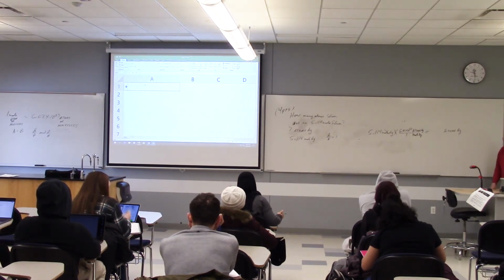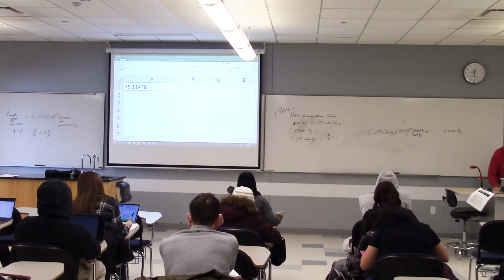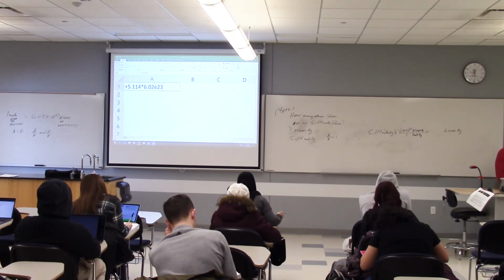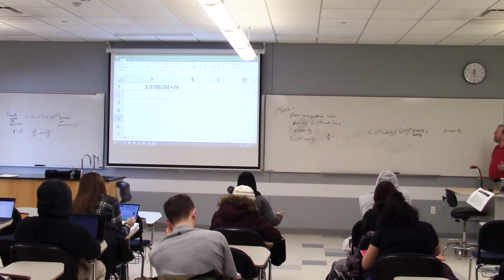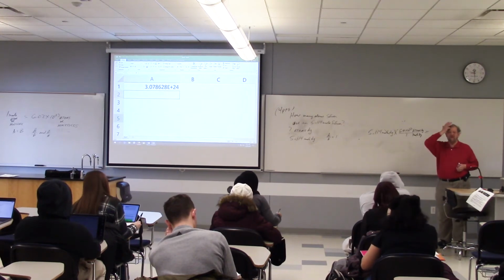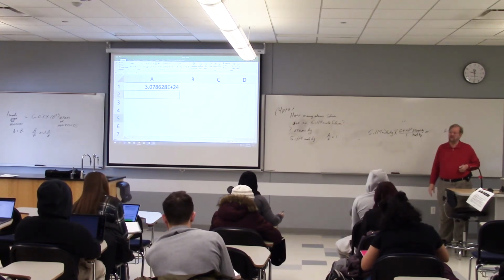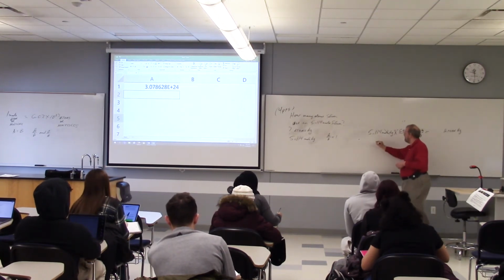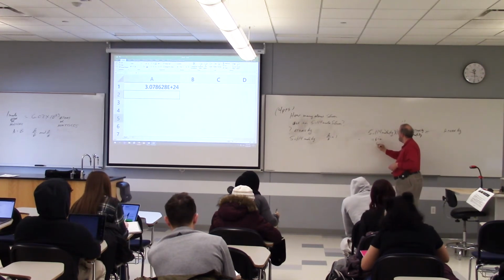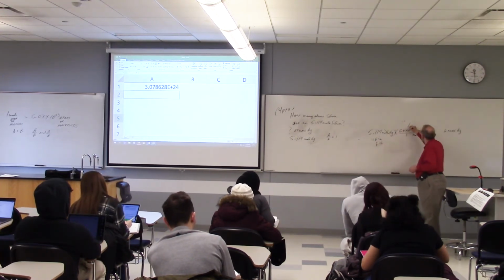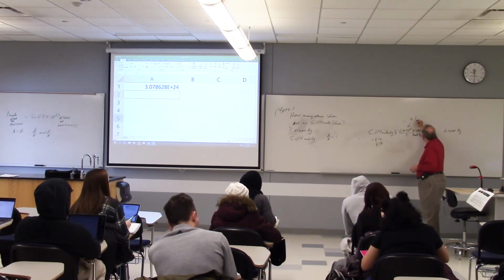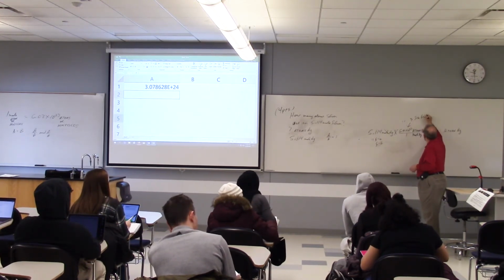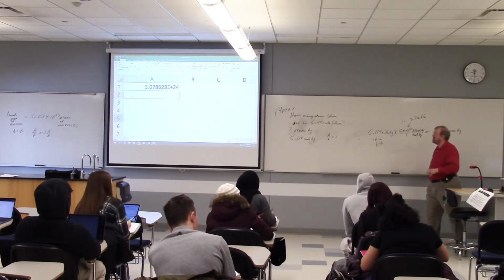On your calculator, you put in 5.114 times 6.02 E 23, hit enter, and here's the number I get. Now, on all tests, you see it on test one, it will say, please use proper significant figures for all calculated answers. We come here, this is four significant figures. This is not an exact number, it's three significant figures. Therefore, our answer should be three significant figures.